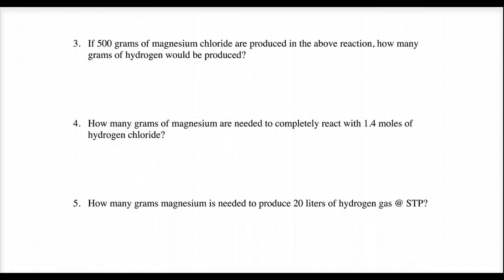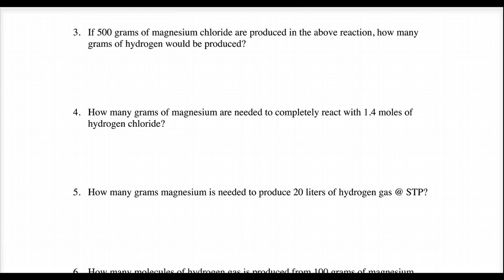Look at number 3. I'm just going to read these out and see if you can think with me. I have 500 grams of magnesium chloride. That's what's given to me. How many grams of hydrogen would be produced? So they're looking for grams of hydrogen produced, but they started with 500 grams of magnesium chloride.